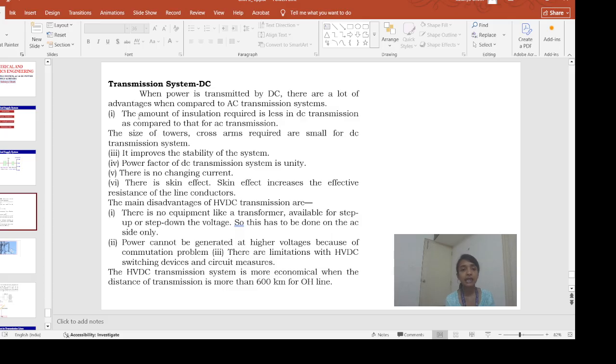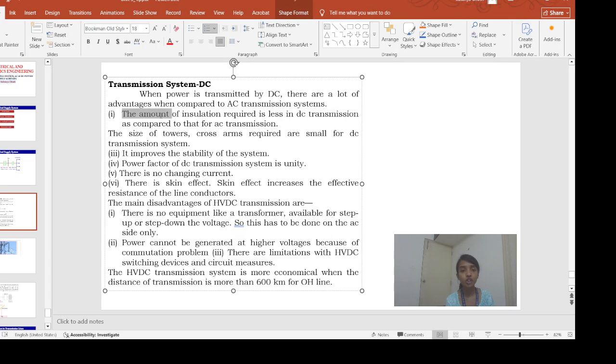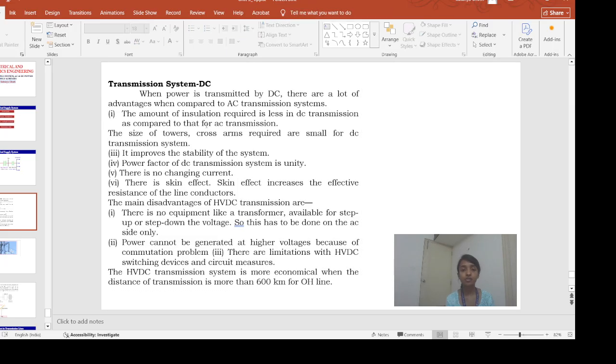Let us see. It is telling that the amount of insulation required is less in DC transmission as compared to AC transmission. What do you mean by that? In DC transmission, when I say 230 volt, that is a peak value or maximum value. But in AC transmission, when I say 230 volt, that is my RMS voltage. We know the relation between the RMS voltage and peak voltage: Vrms equals Vm by root 2.